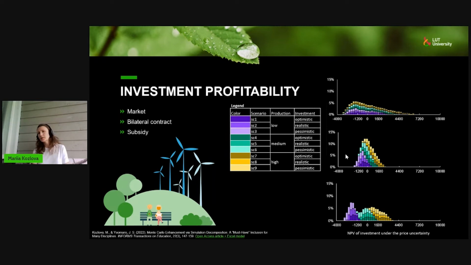But then in the case of subsidy, we can see that all scenarios attributable to high production are entirely in the positive range. And this is happening regardless of the level of investment cost and regardless of all the market uncertainties that are also presented in the background in those distributions. So that would mean a totally different story. There is actually a chance to make a successful investment with guaranteed profitability, as long as a good site for the wind farm can be found.